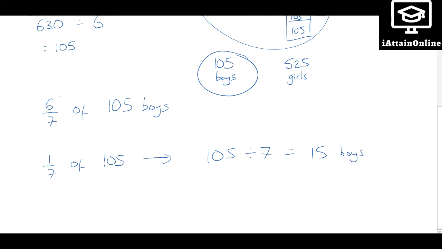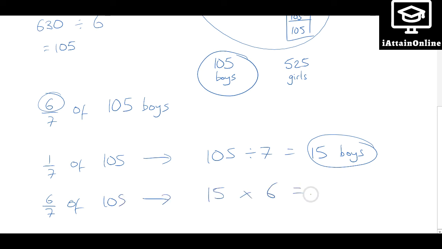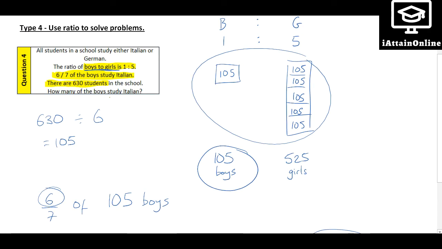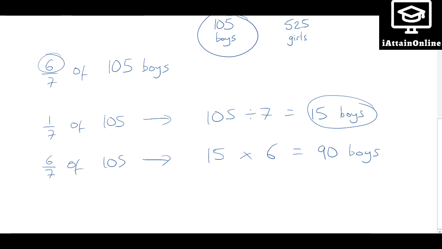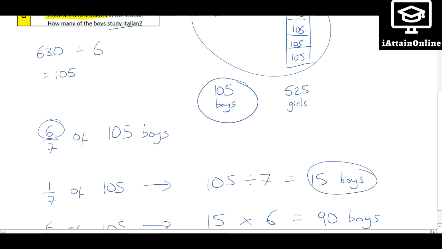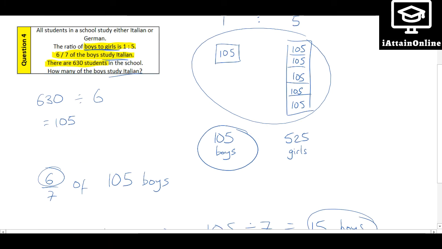And then finally, because I wanted to find 6/7, we're just doing this number, and I'm going to multiply that by 6. So 6 lots of 15 gives me 90. So that tells me that 90 boys study Italian. And that's it. So you need to watch out for those wordy ones and just try and break the problem down and think, what do I need to find out first, and then how can I use that to get to my final answer.